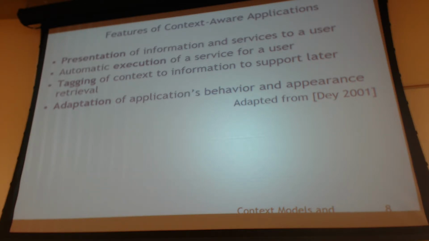Another component of contextual application is tagging of context to information to support later retrieval. So you have some information and you tag it with some name. Why do you tag it? You might use it later for some other application. Can you give some example of that? Tagging of context information to support later retrieval.